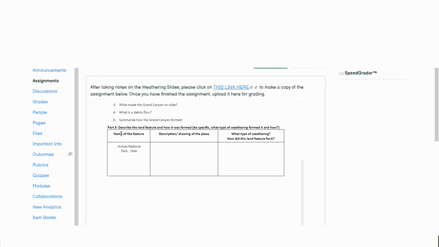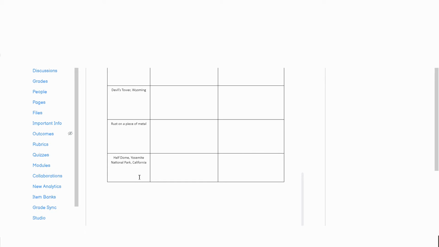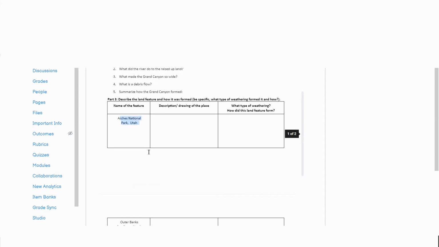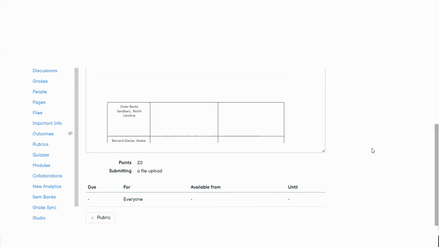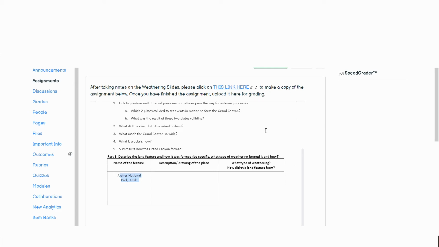The final part here, you are going to be looking up these land masses or these land features, and then describing the feature, and then tell me what type of weathering is going on there and how that feature was formed. And there's a whole table of these. So you've got about 5 places here, 6 actually, that you're going to look up and fill in this table. Once you're done, you will turn this in. It is for points. So make sure that you go ahead and get that turned in. And then when you're done with this, you are done for the day.